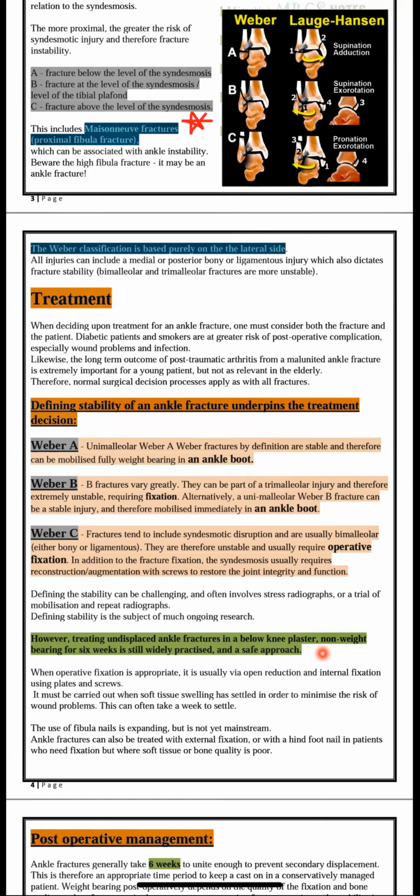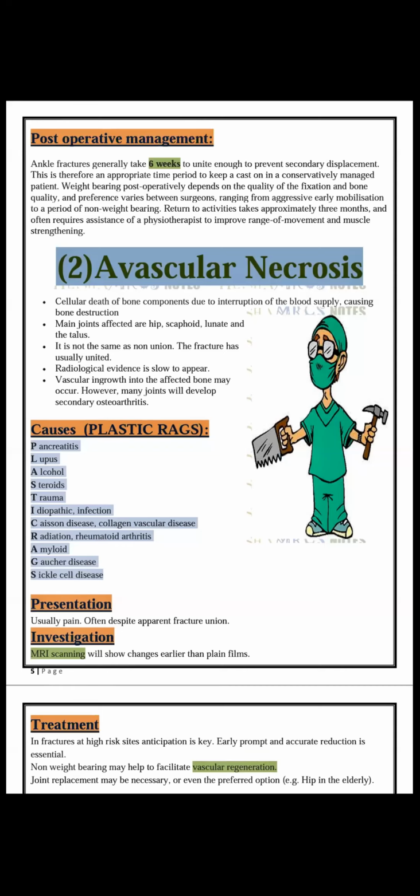Post-operative, you will follow your patient by his cast for up to 6 weeks, and after it, you will go for physiotherapy. Next slide, we are discussing avascular necrosis. What's the meaning of avascular necrosis? You will have interruption of the blood supply to part of the bone. Take care. What is the difference between avascular necrosis and non-union?